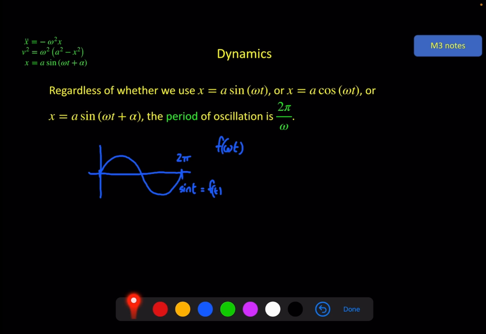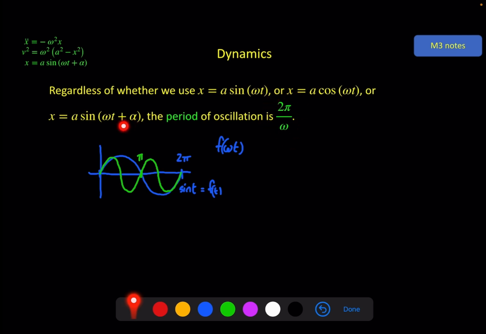So if ω is 2, for example, then we get this. And suddenly we've got 2 cycles in 2π, which means the period, which is one full cycle, is now half of what it was, just π. So you can see here, if ω is 2, then the period is half of what it was, divided by 2. So as ω increases, the number of cycles you get in 2π increases, and the period of one cycle decreases by that scale factor. So that's why the period of oscillation is this.